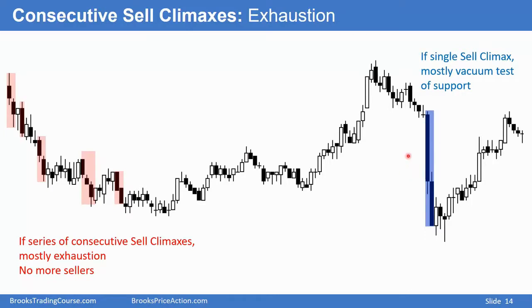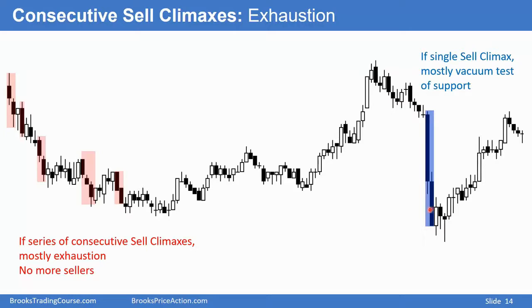Here we have a single sell climax, and it's a second leg down. We have the first leg down. The bulls thought it was a bull flag after this breakout. They were expecting a bull breakout. Instead, we're getting a bear breakout below this bull flag, and it's a single sell climax.